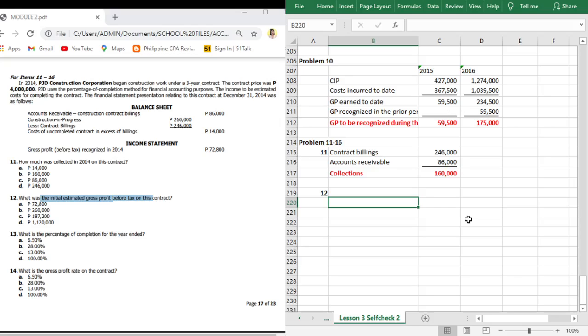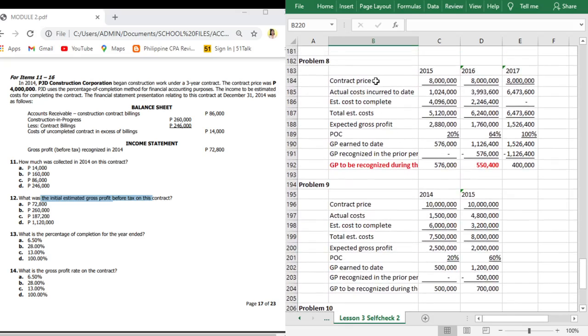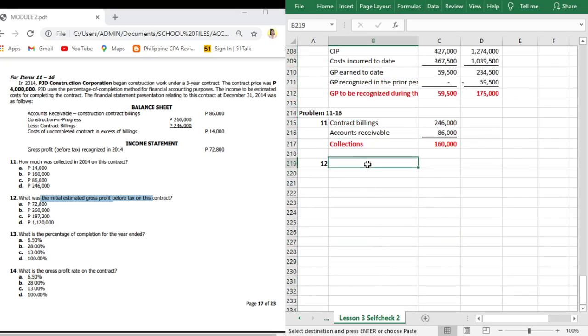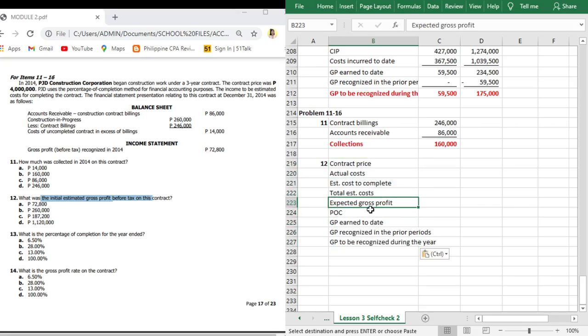But as you can see, it wasn't given how much the contract price and total estimated cost are. We can't identify it right away. So what are we going to do here, class? We will plot the complete table. Okay, we will plot it, so we can just fill in what is being asked. So, for the contract price, that is 4 million pesos.